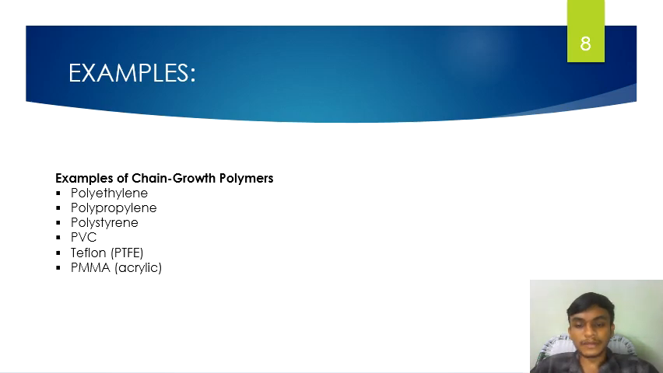Examples of chain growth polymers. Examples include polyethylene, polypropylene, polystyrene, PVC, PTFE or Teflon, and PMMA. These examples highlight how chain growth polymerization is widely used in the polymer industry.